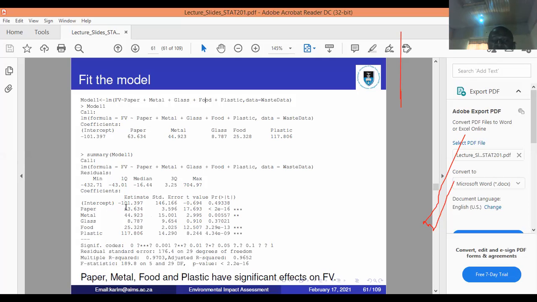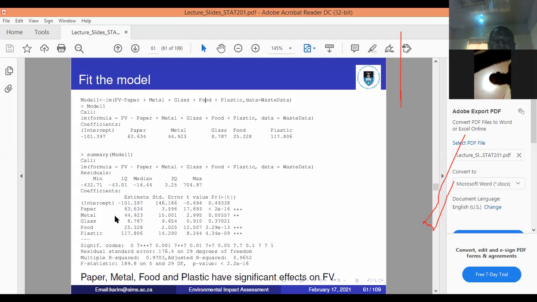So here, if we consider the paper, we are saying that for every unit increase in paper value, the amount of fuel is going to increase by 63.63. So that means the fuel value is going to increase by this amount. And you ask yourself, is that increase significant or not? You can see that it is significant because the p-value associated with the parameter for paper value is less than 0.05. Therefore, this effect is significant.